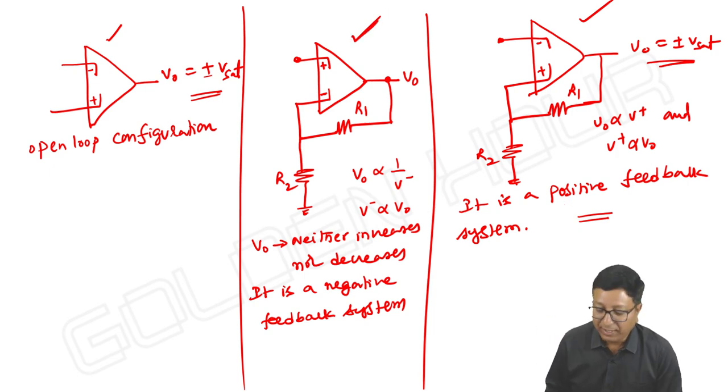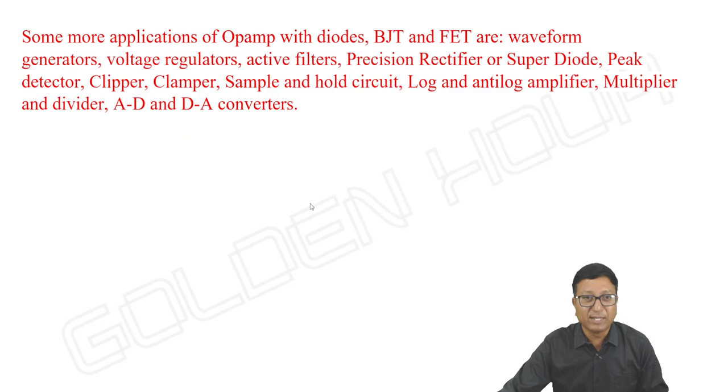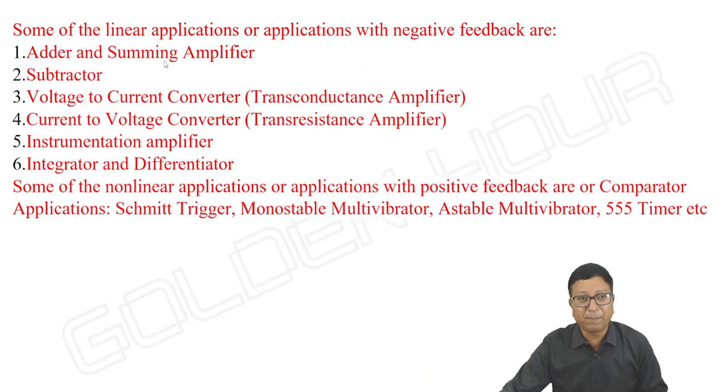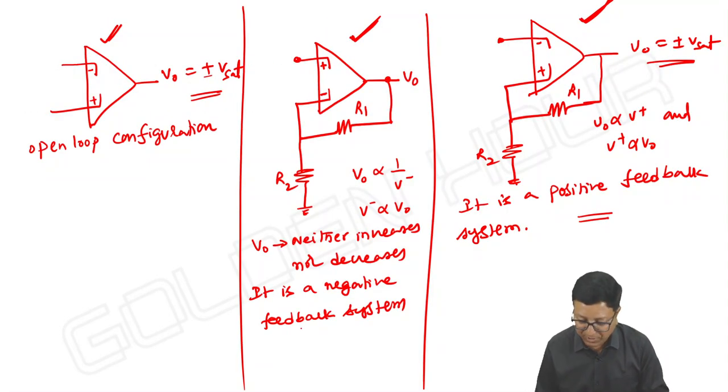Now, there are a lot of applications developed with op amp in open loop configuration, with negative feedback and positive feedback. What are those applications? With negative feedback, you see adder, summing amplifier, subtractor, multiplier, divider, voltage to current, current to voltage converter, instrumentation amplifier, integrator, differentiator, like that. These are also known as linear applications. Why are we calling them linear applications? Because here you are able to write output is equal to something into input.